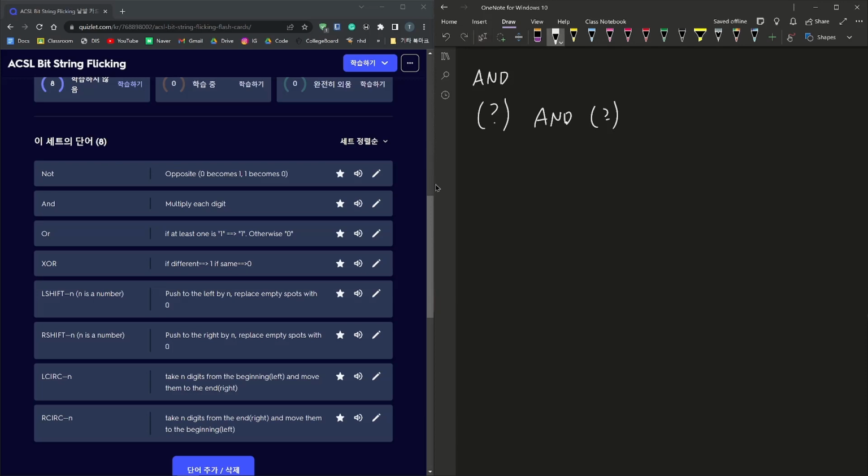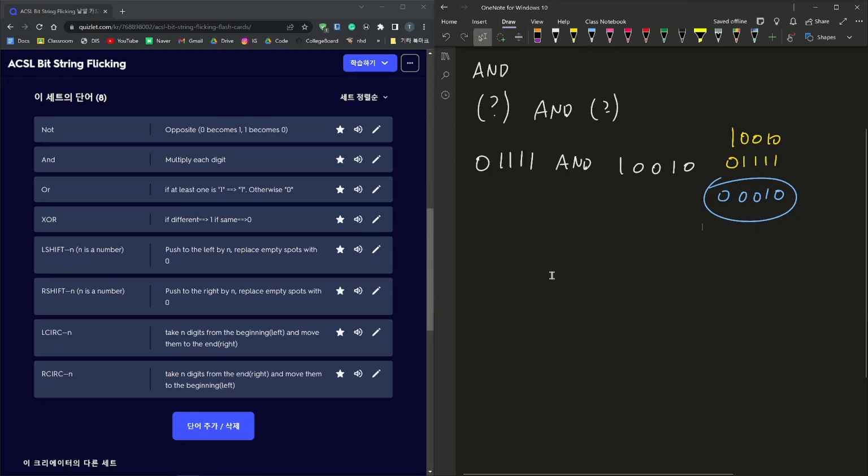Let's say we have two numbers, 0 1 1 1 1 and, I don't know, 1 0 0 1 0. What we're going to do here, let's put these two numbers like this, up and down, just because it's easier to look at it this way. If you prefer vertical, that's totally fine. Just multiply the digits. What we're going to get is 0 0 0 1 0. So that's the answer here. Just use the shortcut. It's much easier and much faster.